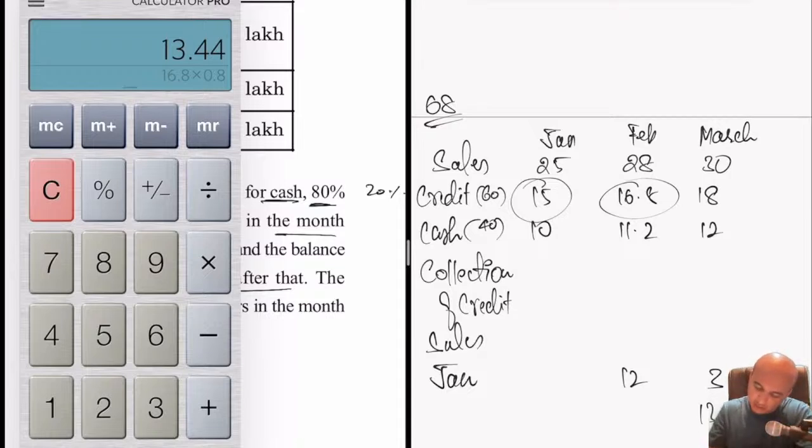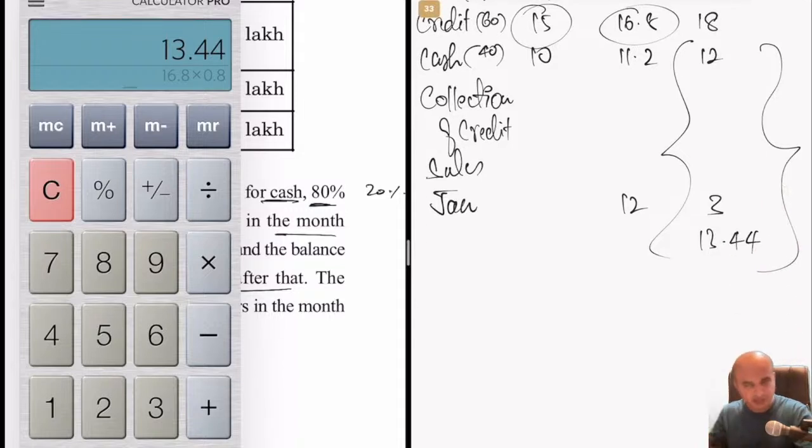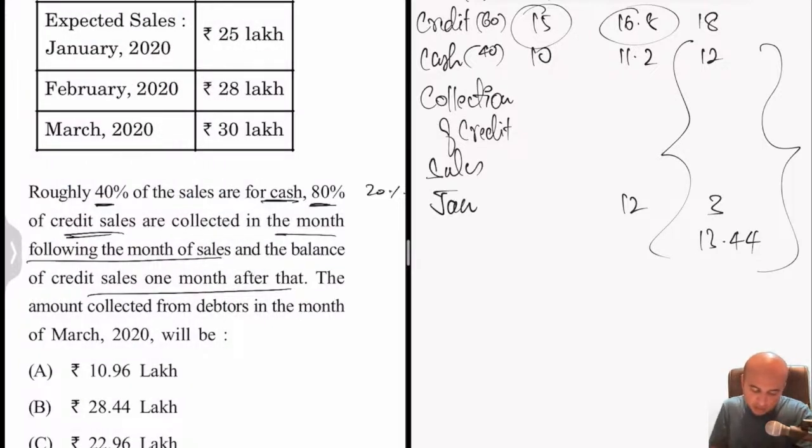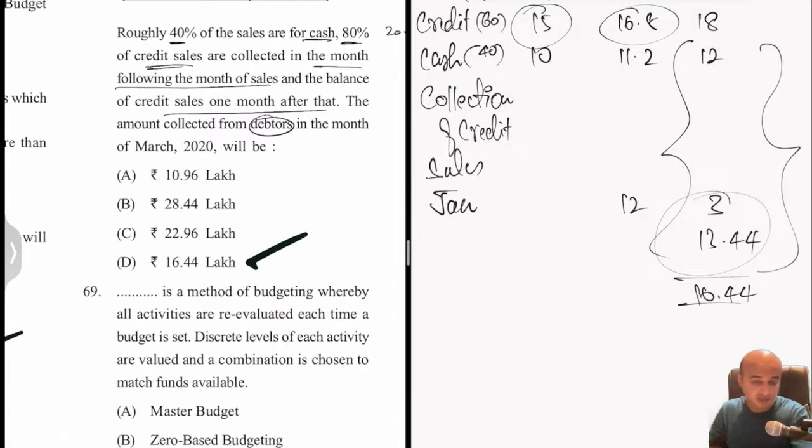So now all that we need to do is calculate the total of this. 12 plus 3 plus 13.44. Okay, but the question is how much amount collected from debtors? No, so that means only these two. So 16.44 is the answer. 16.44 lakh has been collected from debtors.